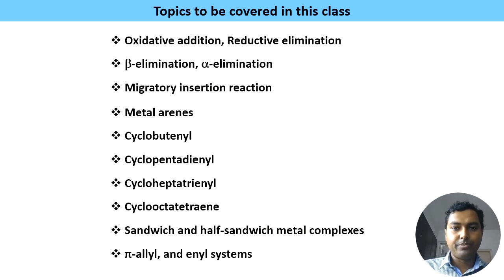So today we are going to discuss the oxidative addition reaction, reductive elimination reaction, beta hydride elimination, alpha hydride elimination, migratory insertion reactions, and after this we will move to the metal arene complexes and the ligands involved in the synthesis of these complexes, like cyclobutadienyl complex, cyclopentadienyl complex, cycloheptatrienyl complex, or cyclooctatetraenyl complex, and also π-allyl and some enyl systems. Okay, so let's start with oxidative addition.